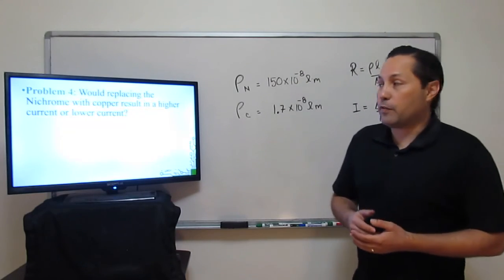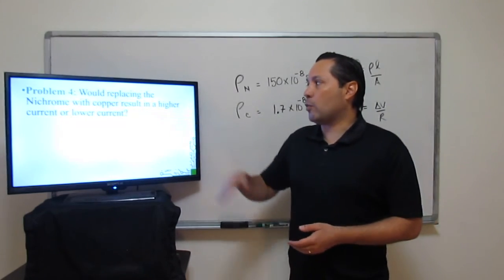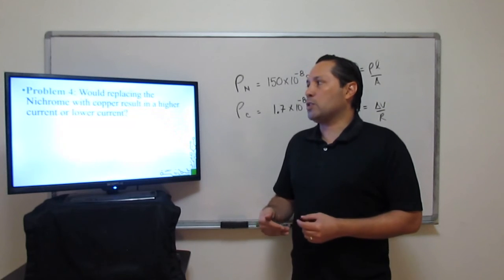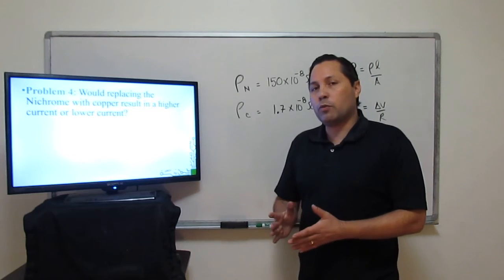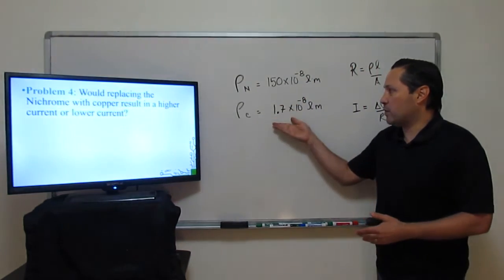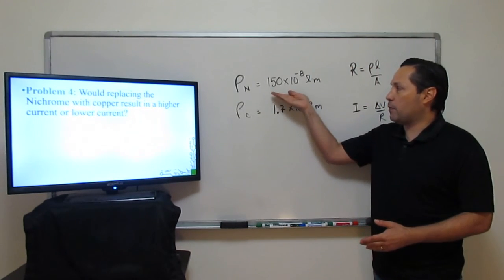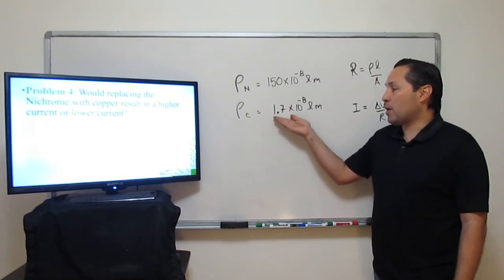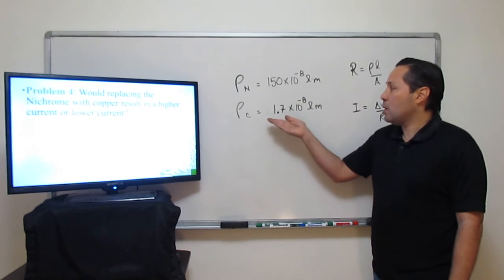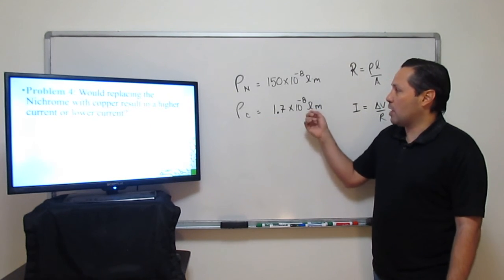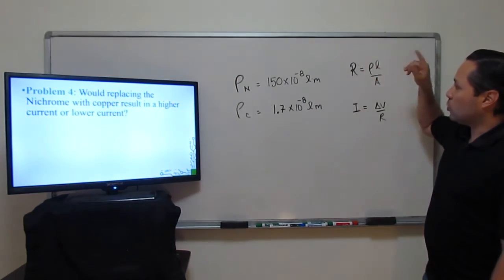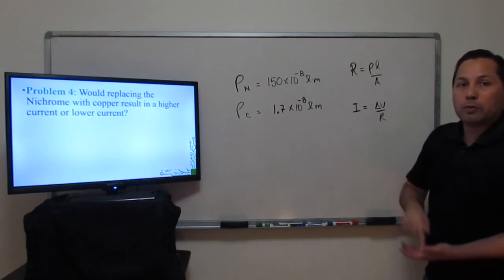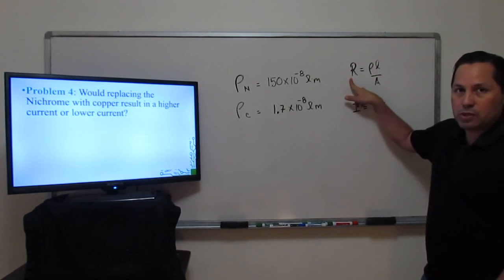In problem 4, we ask the following question. Would replacing the nichrome wire with a copper wire result in a higher or lower current? First of all, the values for the resistivity of these two wires: nichrome wire is 150 times 10 to the negative 8, versus copper, which has a much lower resistivity of 1.7 times 10 to the negative 8. Now notice how resistivity and resistance are proportional to each other, so therefore for the copper, a lower resistivity will give you a lower resistance.